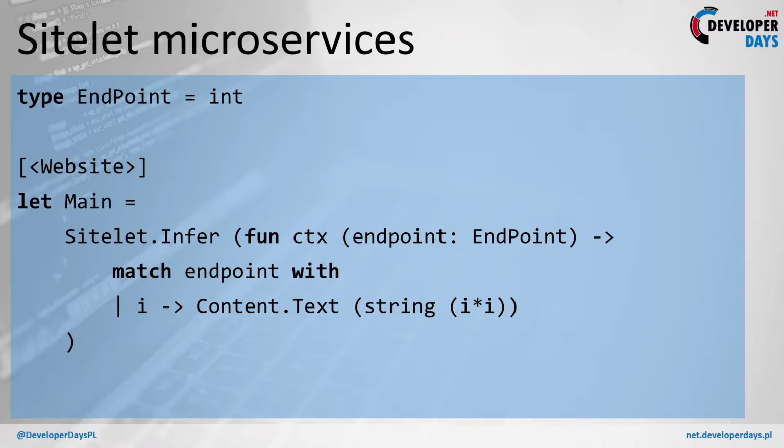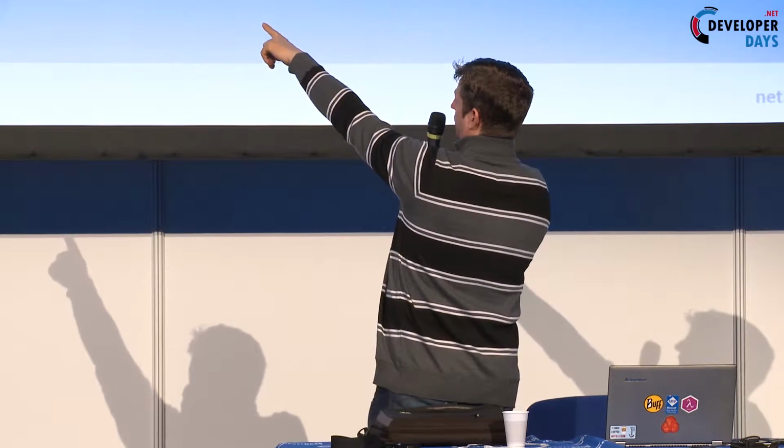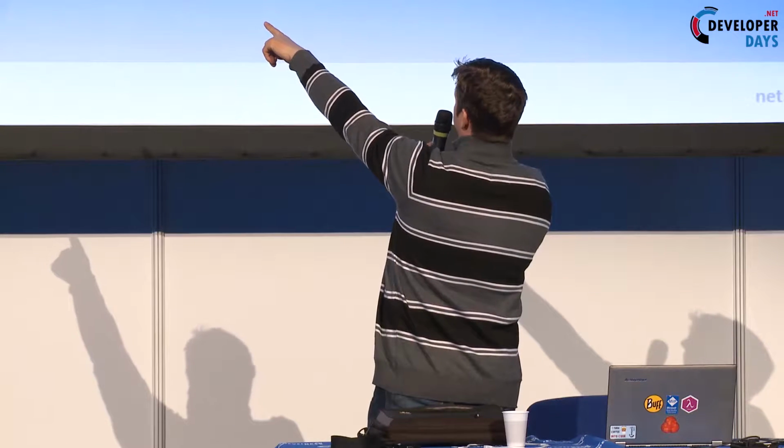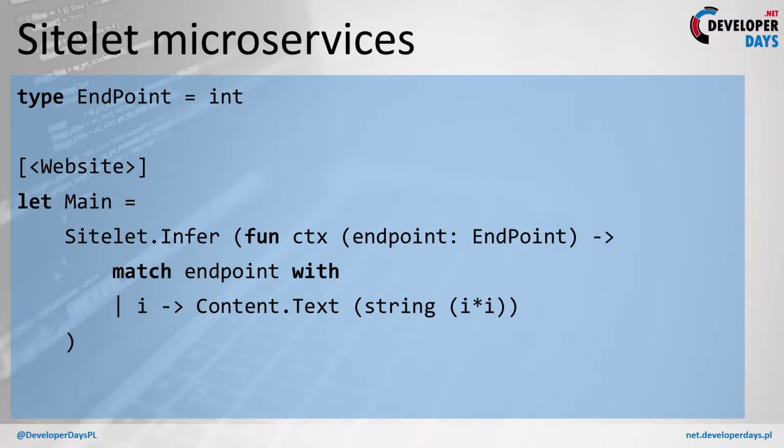So in this case, we simply define an endpoint type, and we say that it's an integer, and then we also have a website just like before, but instead of a textual or a single page application, we have something called sitelet.infer. This is like a magic function that is basically able, from the function argument that it gets, to infer from the endpoints that we analyze the different kinds of requests and how they can be matched, etc. So this basically says, I have an endpoint of type int, which I match as I, and then whatever I comes in, I square it and I return it as text.